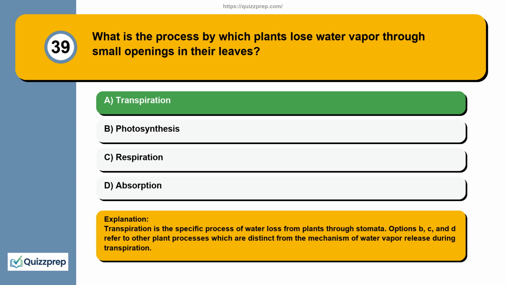Transpiration is the specific process of water loss from plants through stomata. Options B, C, and D refer to other plant processes which are distinct from the mechanism of water vapor release during transpiration.